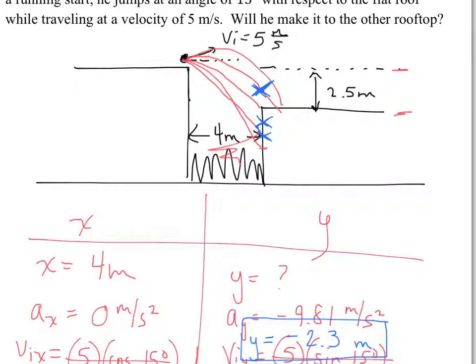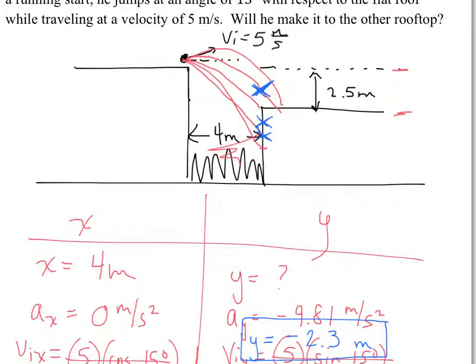Since he only traveled 2.3 meters down, he would have just made it onto that roof, clearing that gap vertically by 0.2 meters. Again, 2.5 is the gap he has vertically. He only went 2.3, so there's still a little bit of space right here. There's 0.2 meters left over right here. He traveled up, he came back to where he started horizontally. Then he kept going down further until he got to negative 2.3 meters. And when he was at negative 2.3 meters, he was right in line with this cliff.